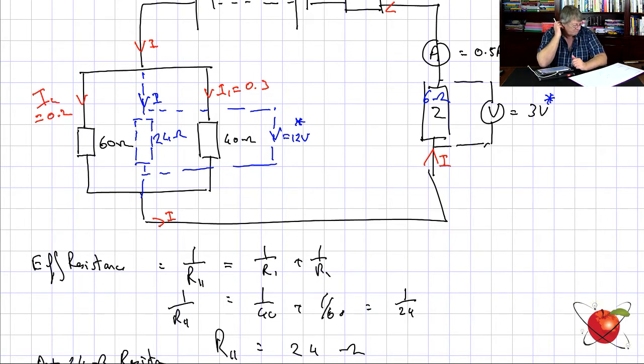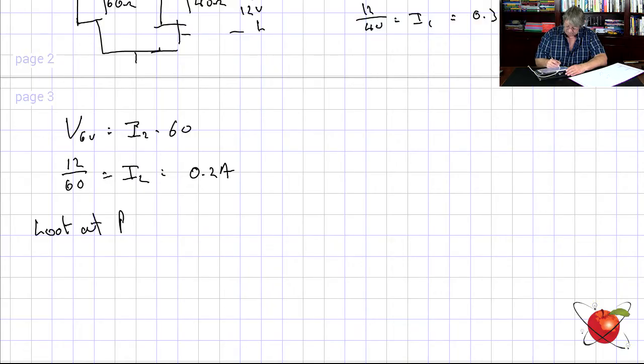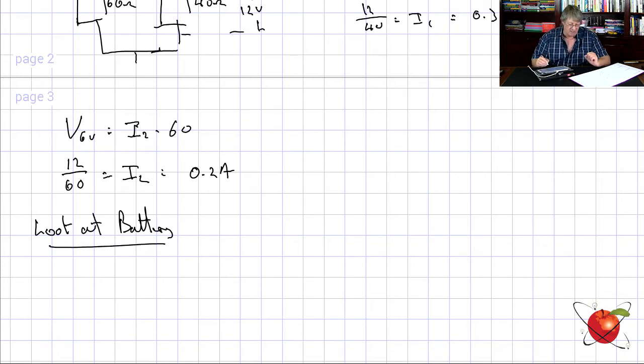But hold on, what's happening here now? We've got Z is 6, but what about the other bits? We haven't done this R. So let's go and have a look at R. What are we going to do about it? Well, let's see, what do we know? Let's go back to the black. Let's look at the battery.